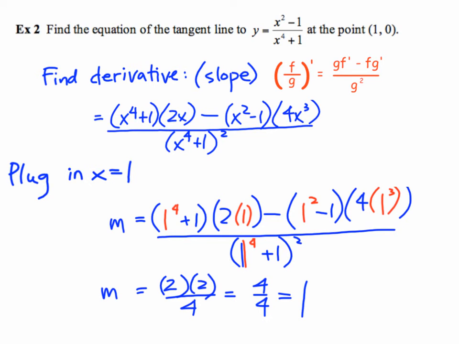Alternately, you can plug in x equals 1. So by plugging in x equals 1, I calculate a value for the slope. By simplifying my numbers, I get my slope equaling 4 over 4, which equals 1.